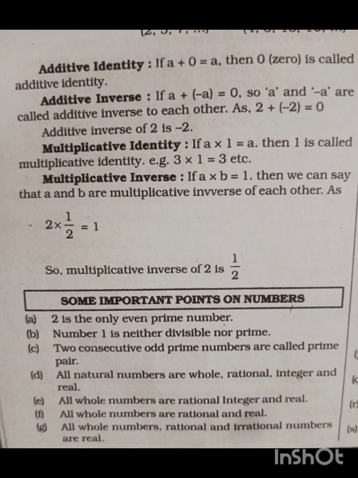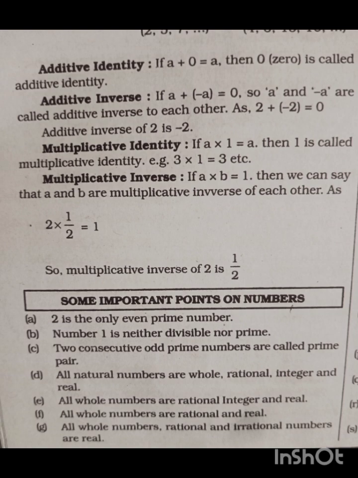Multiplicative identity. What is multiplicative identity? If a multiplied by 1 we get a, then 1 is called the multiplicative identity. For example, 3 multiplied by 1 we get 3. Multiplicative inverse. If a multiplied by b we get 1, then we can say that a and b are multiplicative inverses of each other. As 2 multiplied by 1 by 2 we get 1, so the multiplicative inverse of 2 is 1 by 2.